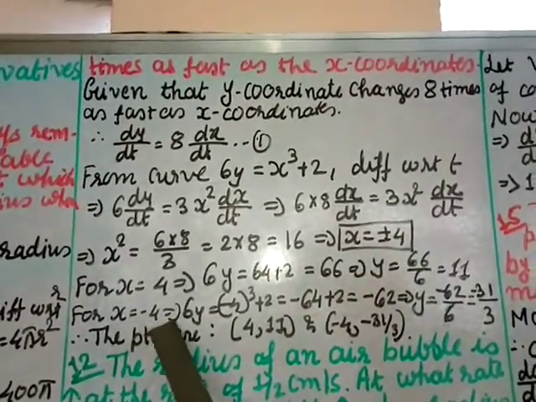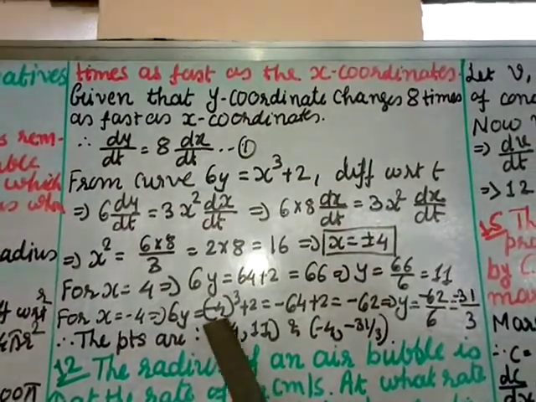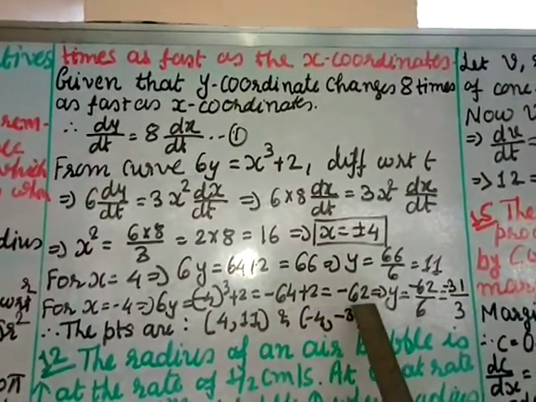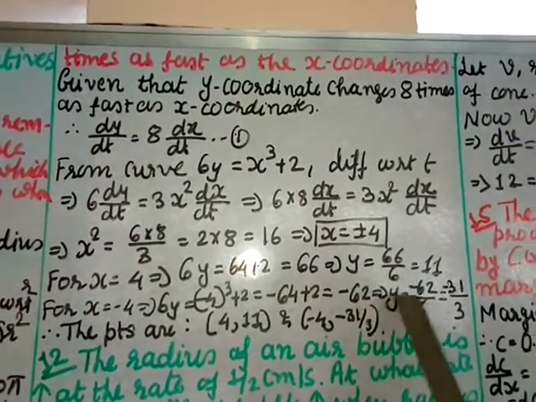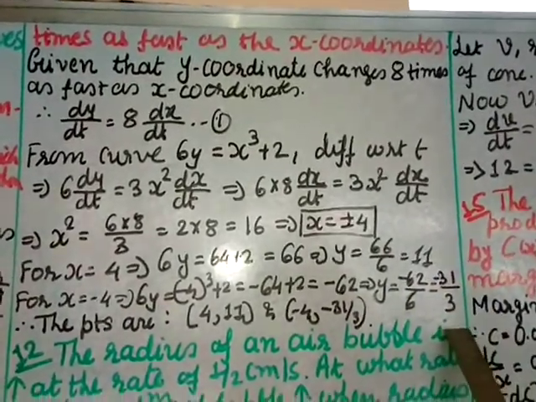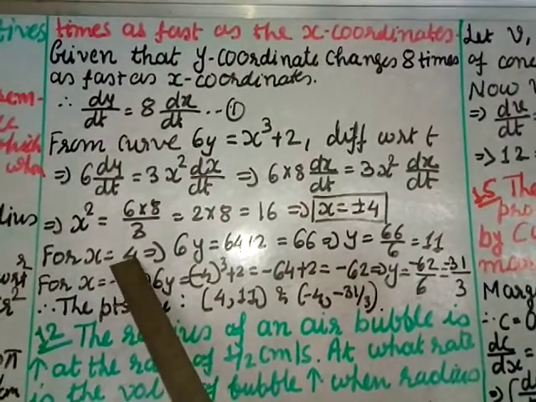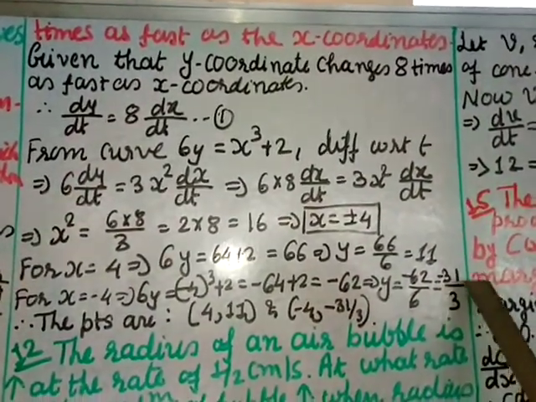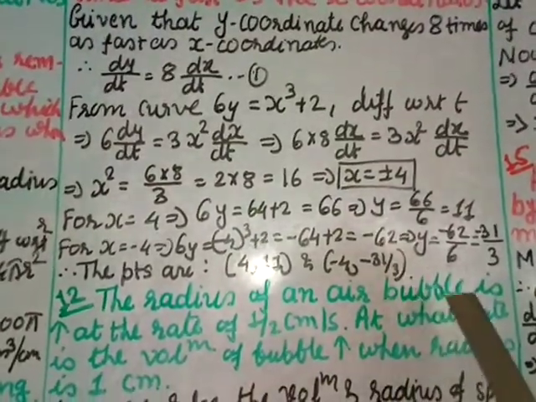Then put x equal to minus 4 in the same equation of the curve. So x cube as minus 4 cube, which is minus 64 plus 2, equal to minus 64 plus 2. Divide by 6, so you get minus 31 by 3. So the points are when x is equal to 4, y is equal to 11. When x is equal to minus 4, y is equal to minus 31 by 3. Okay, so that is the answer.